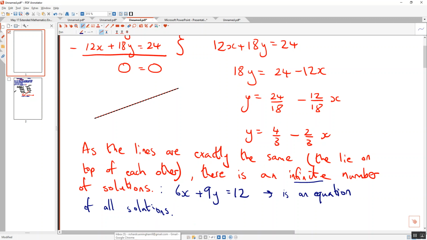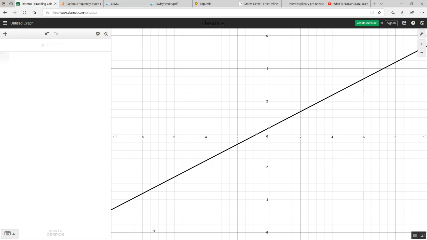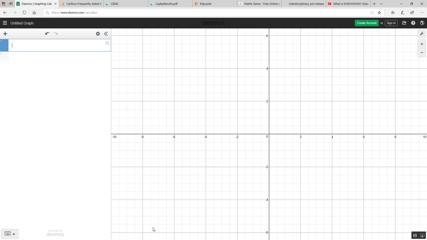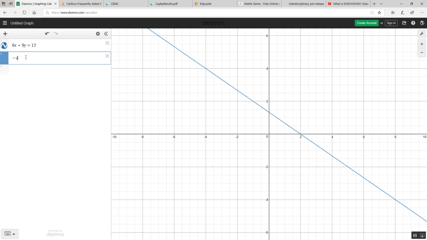So just to have a quick look, I'll put this back up in a second. On Desmos, just to verify, these two equations were 6x plus 9y equals 12, and then the other one was negative 4x minus 6y equals negative 8. And the two lines lie directly on top of each other. So every point on that line is a solution.